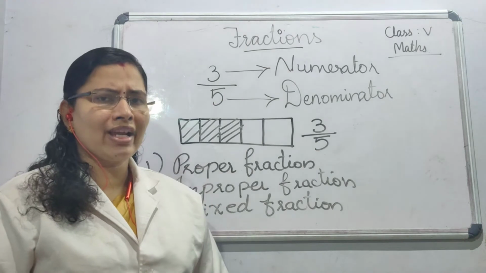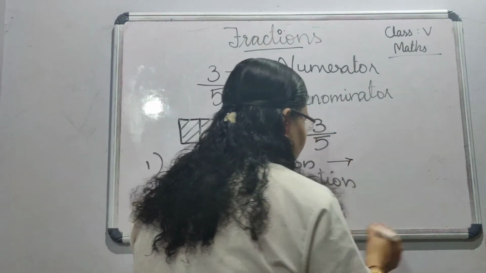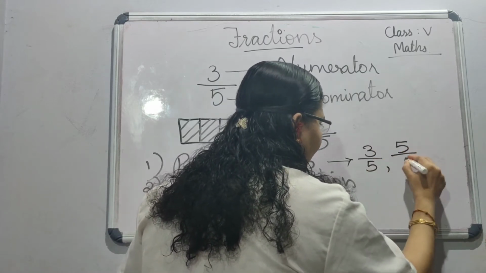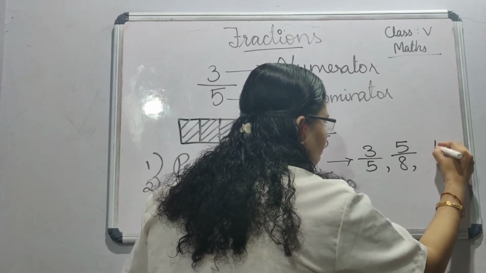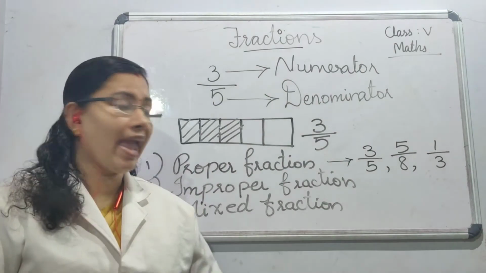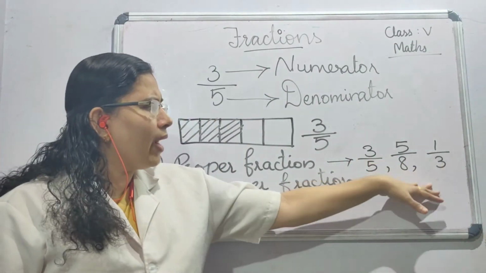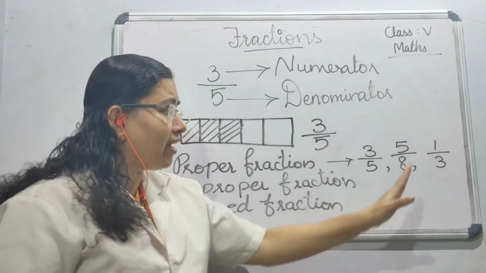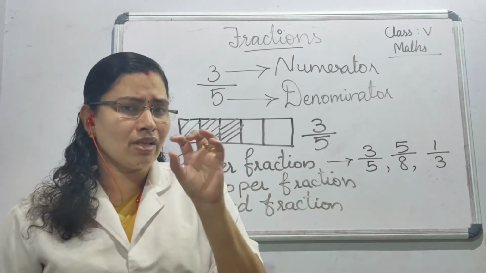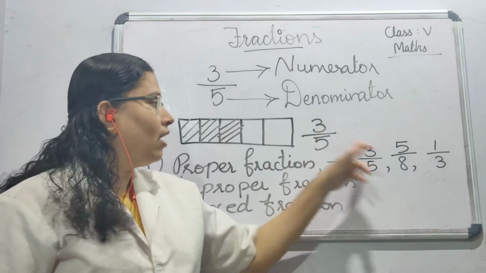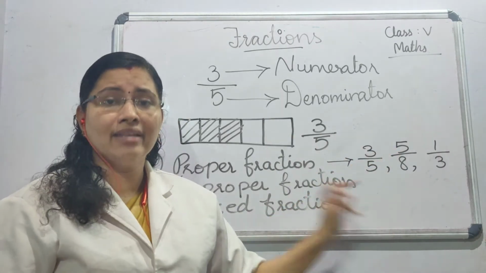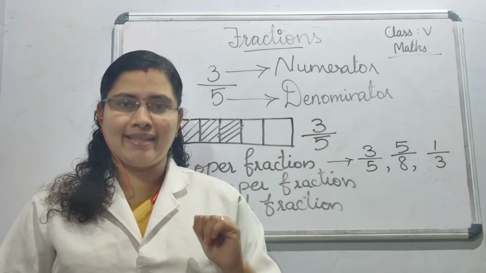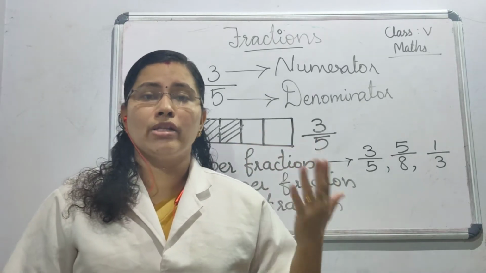So what do you mean by proper fraction? I'll give you an example. See, same 3 by 5 or 5 by 8, 1 by 3. All these are examples of proper fraction. So can you identify in these 3 fractions, 3 by 5, 5 by 8 and 1 by 3, there is a common thing. What is that? The numerator is less than the denominator. So if in a fraction the numerator is less than the denominator, then it is called a proper fraction.